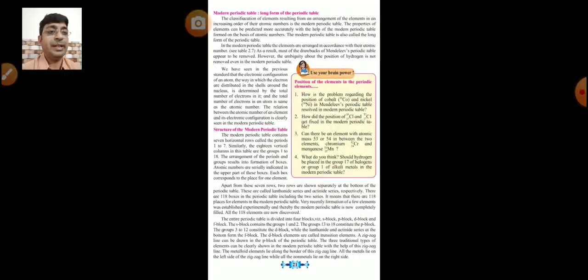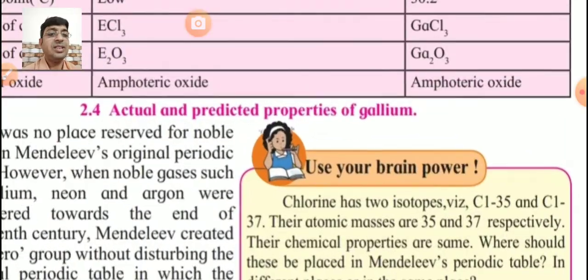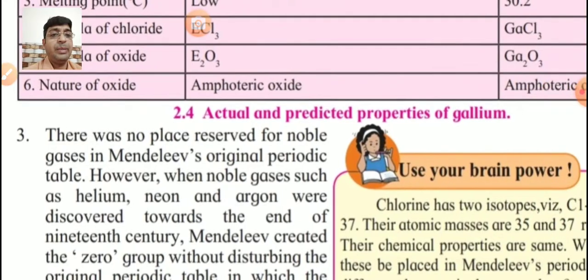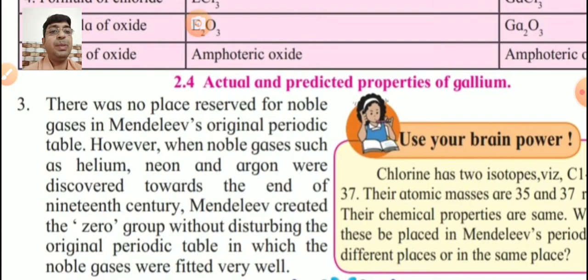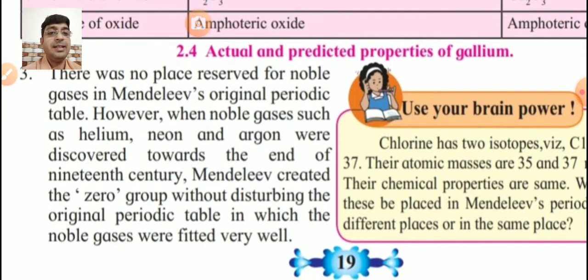Come back to our next point. Now, the next merit of Mendeleev's periodic table is given here. There was no place reserved for noble gases in Mendeleev's original periodic table. However, when the noble gases such as helium, neon, and argon were discovered towards the end of the 19th century, Mendeleev created the zero group without disturbing the original periodic table, in which the noble gases were fitted very well.